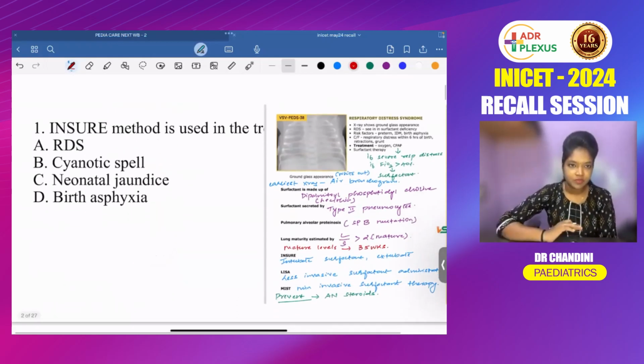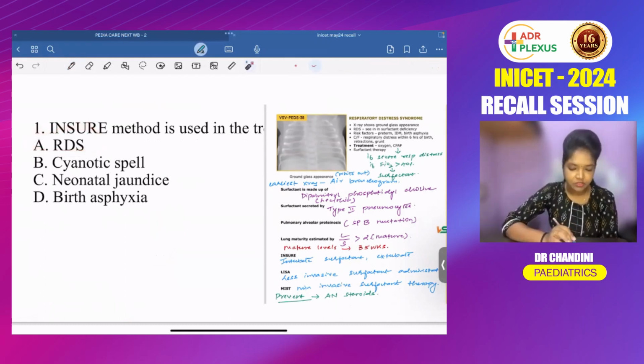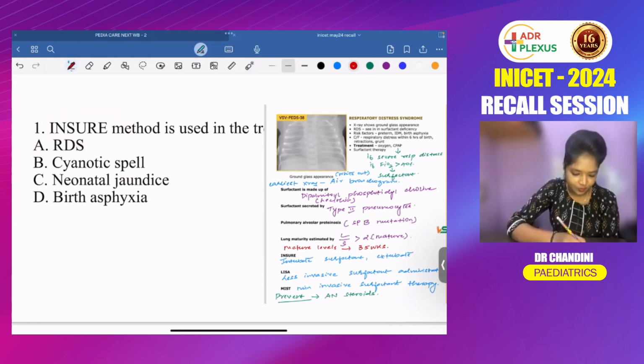So first question, INSURE method is used in the treatment of dash. So what is INSURE method? INSURE method is intubate, surfactant administration, extubate. Coming to the options, we have option A, RDS, that is respiratory distress syndrome. Option B, cyanotic spell. C, neonatal jaundice. And D, birth asphyxia. If you know the full form of INSURE, you will definitely know the answer is actually RDS, that is respiratory distress syndrome.